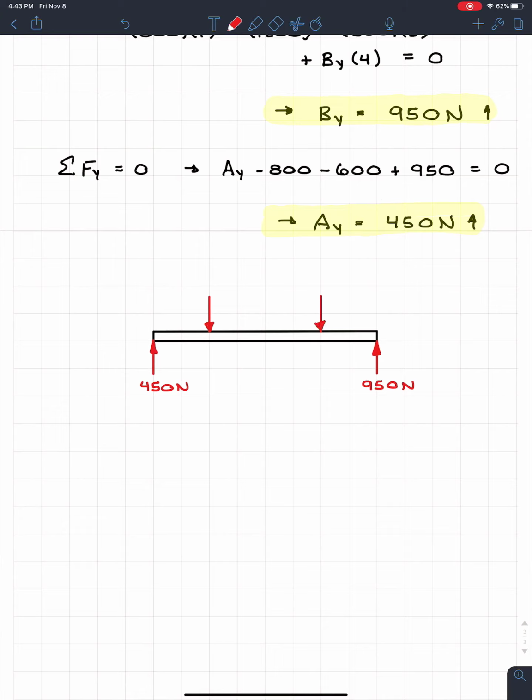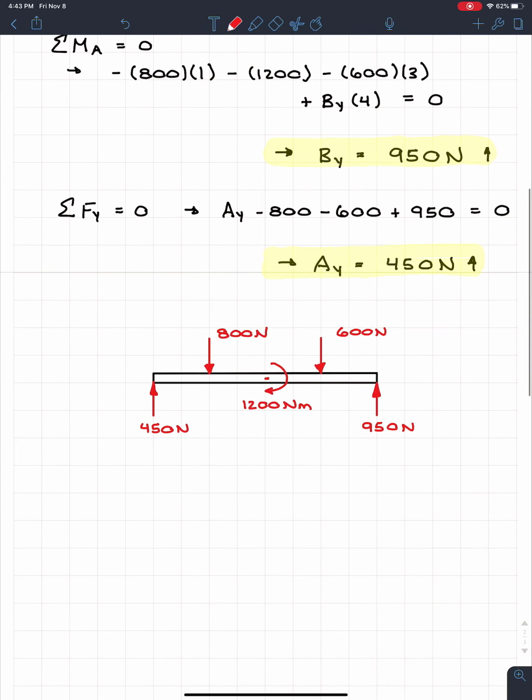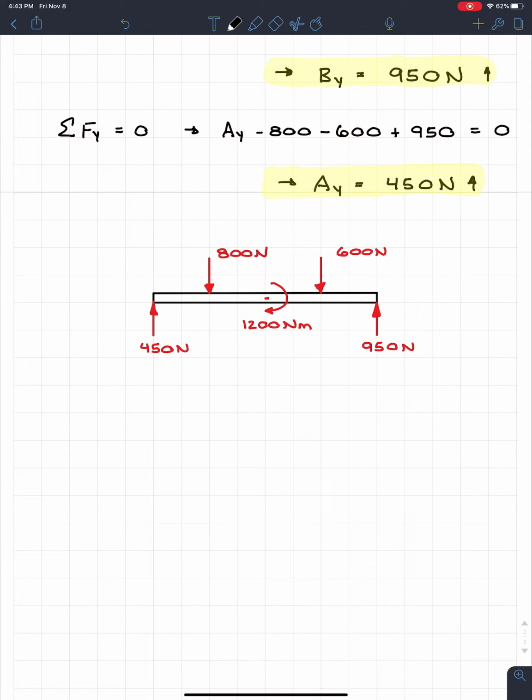So I'm just going to put this in right here. On the right-hand side, we got 600 newtons. On the other side, we got 800 newtons. And then at the center, we have a concentrated moment. And this one is 1200 Newton meters. Alrighty, so there's my beam, and all the loads are on it. As you guys will see, all the loads are on the beam, so there should be no confusion of any unknowns. Next, I'm going to dimension the beam and put its span. So across here, we know that all those segments are just going to be 1 meter long.